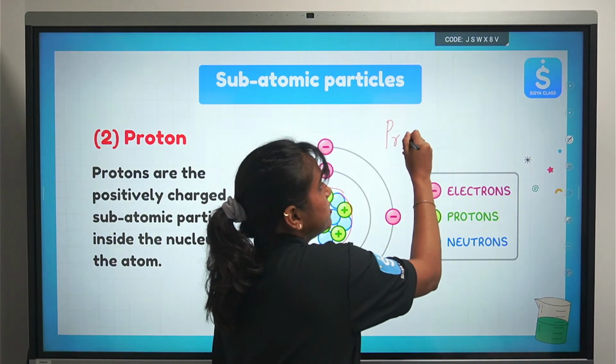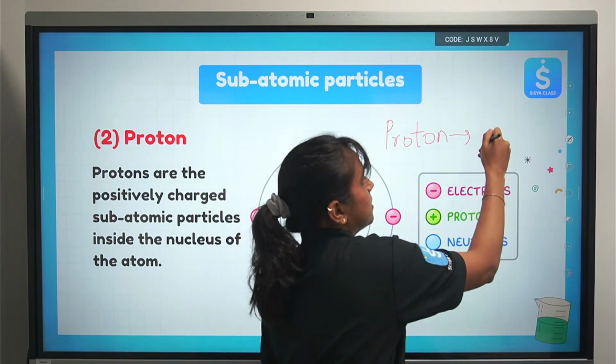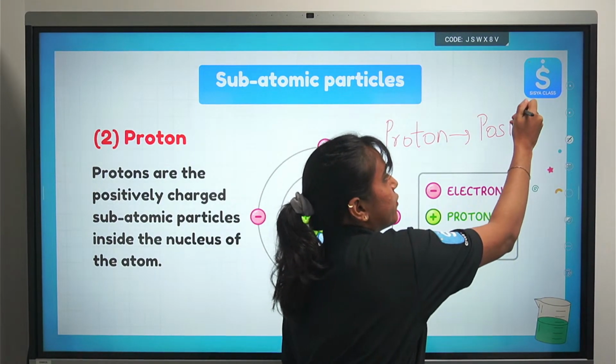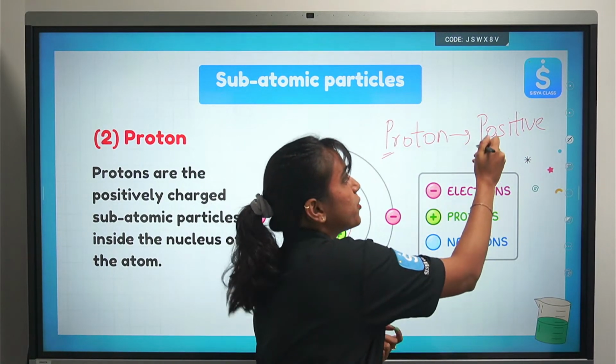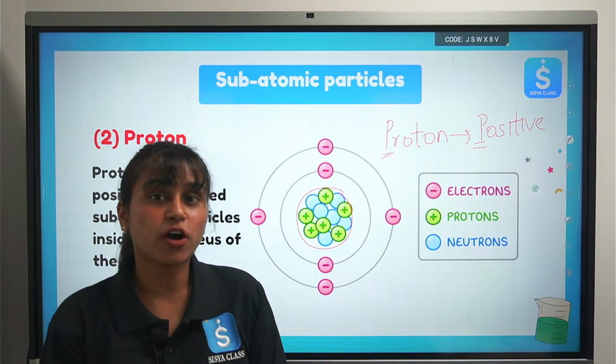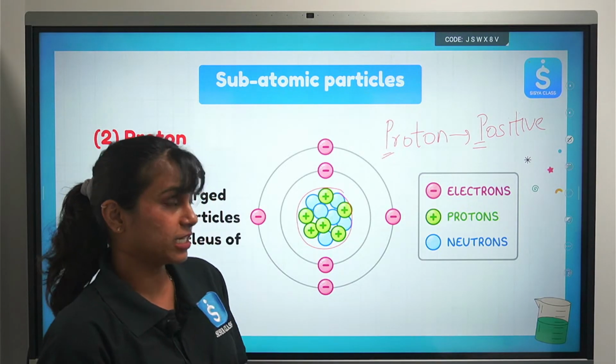P for proton and P for positive. You can remember it this way: P for proton, P for positive. So a proton is a positively charged subatomic particle. I hope this much is clear to you.